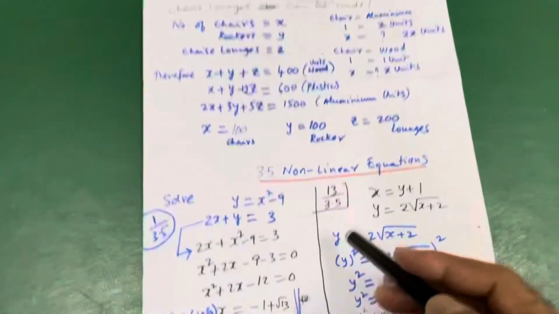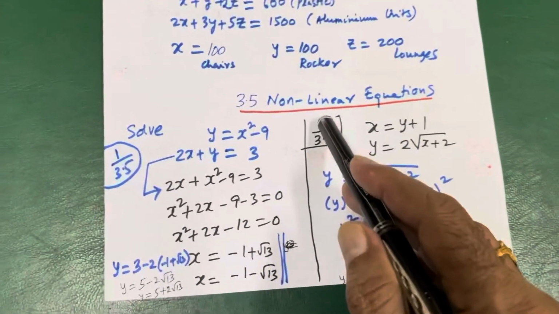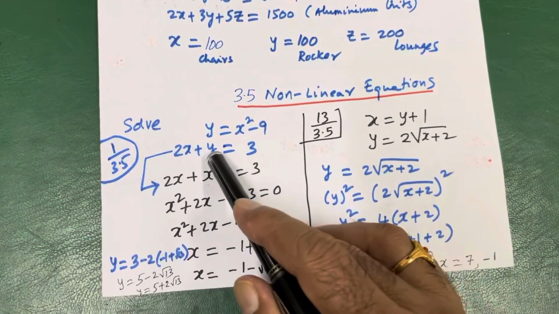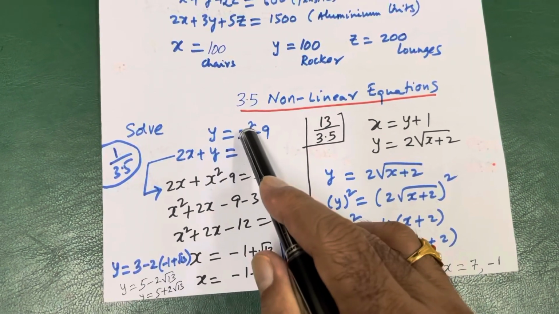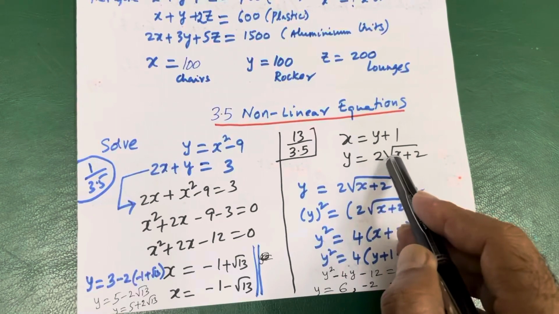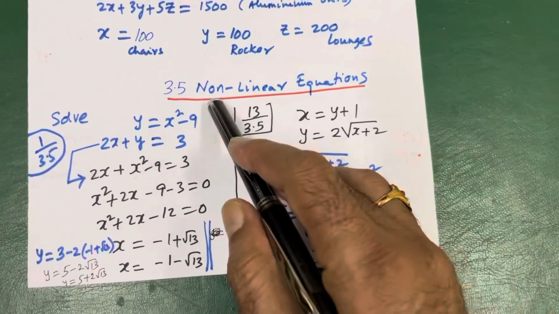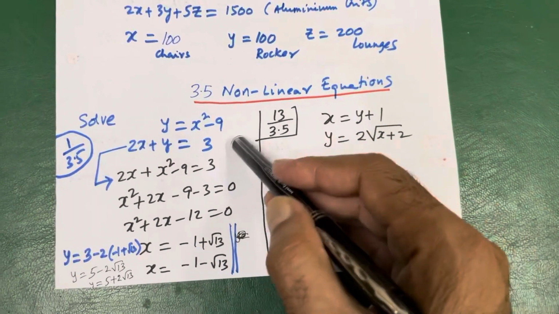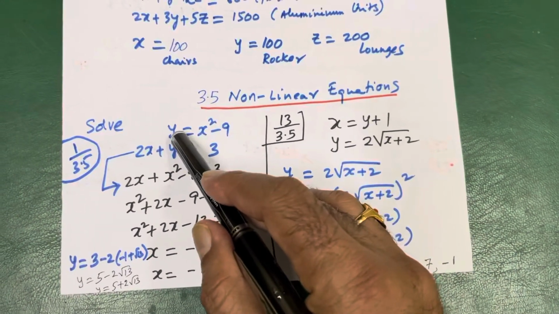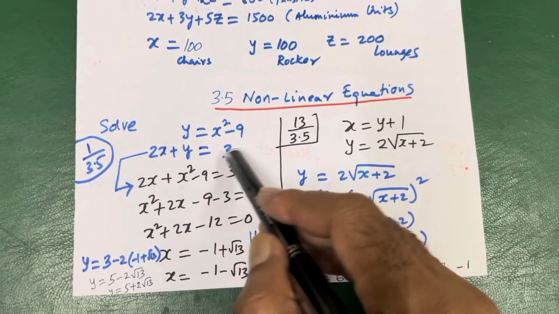Now let us take the non-linear equation. What do you mean by non-linear? Linear means only x and y will be there. X square or root x will not be there. These equations are called non-linear. For our practical purposes, non-linear means no calculator. So here one equation is given, y is equal to x square minus 1, 2x plus y is equal to 3.